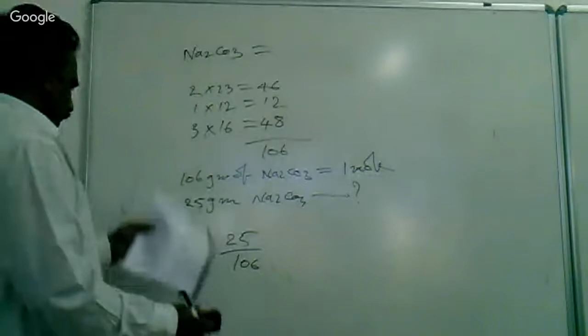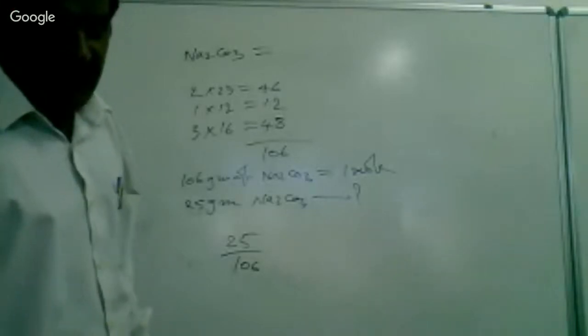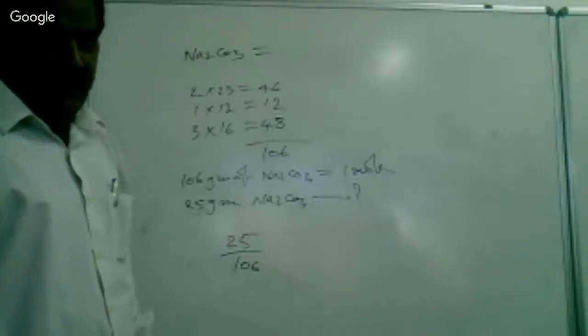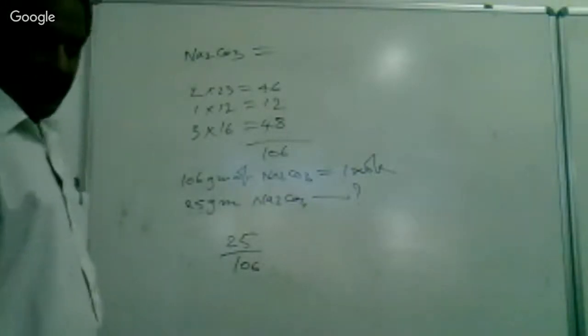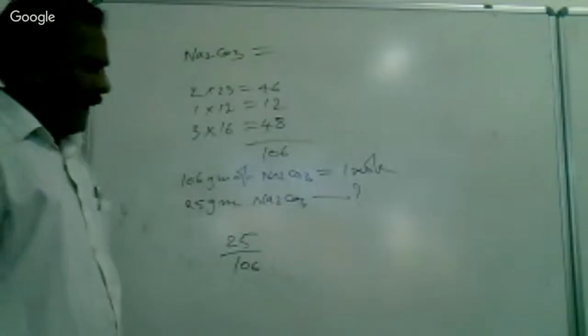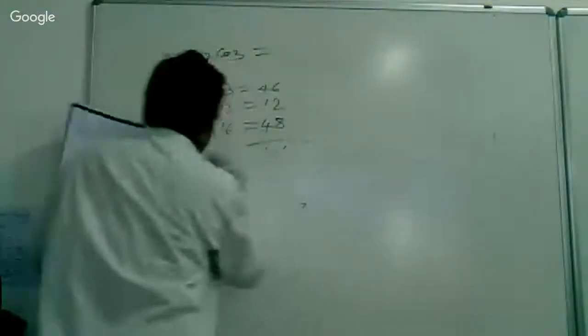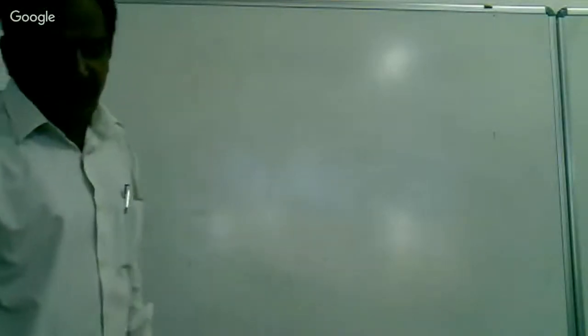So will you be ready with log tables with you? There are two tables. One is the log table and the other is the anti-log table. Then I'll teach you how to see the log table so that we can simplify the multiplications. Two more problems I'll teach you and then we'll go for the log tables.